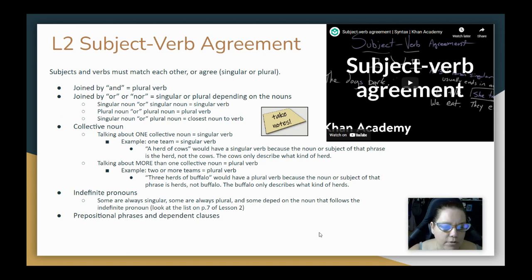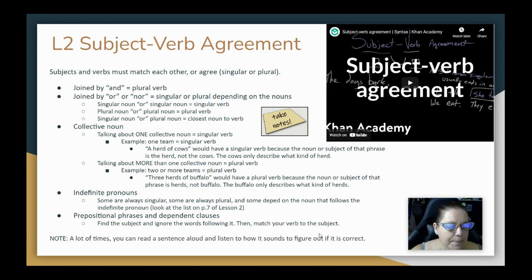Then there's prepositional phrases and dependent clauses. So remember, you have to locate the subject and ignore all the following words and match your verb to that subject. So just a lot of times you can read a sentence aloud and then listen to how it sounds and figure out if it's correct or not. So just make sure that you're reading aloud. We're going to watch a short video on subject-verb agreement.